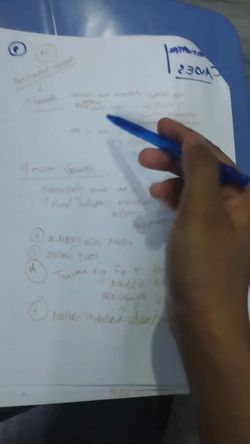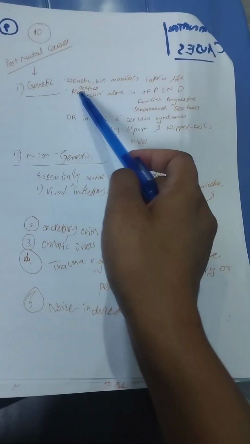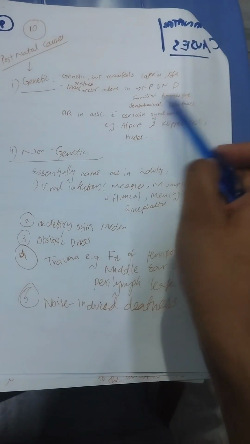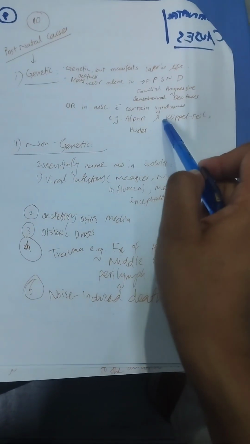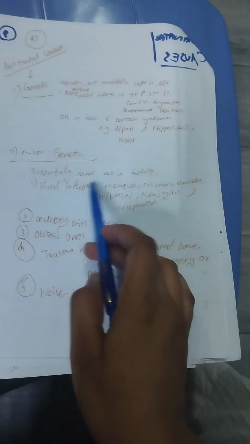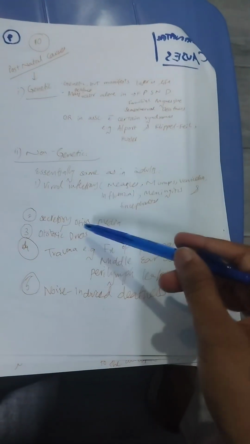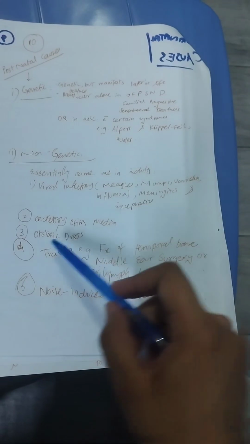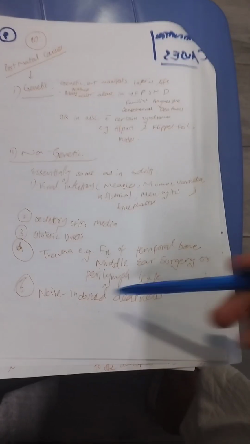Now for the postnatal causes, so they can be genetic or non-genetic, but manifest later in life, and deafness may occur alone in FPSND, which is familial progressive sensorineural deafness, or in association with certain syndromes like Alport syndrome and Klippel-Feil and Hurler syndrome. Non-genetic causes essentially are the same as in adults, and they are due to viral infections, serous or secretory otitis media, ototoxic drugs, and trauma, for example, fracture of the temporal bone, or middle ear surgery, or perilymph leak, or it could be due to noise-induced deafness.